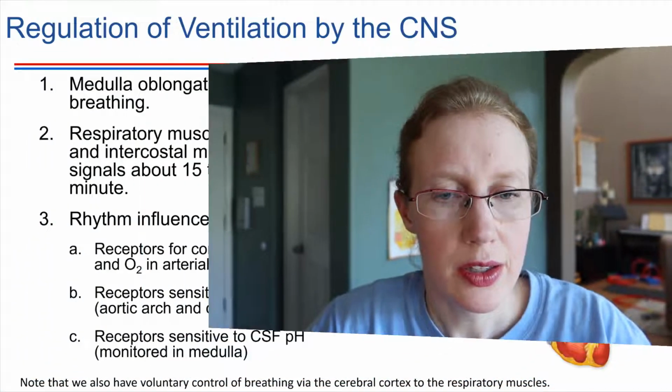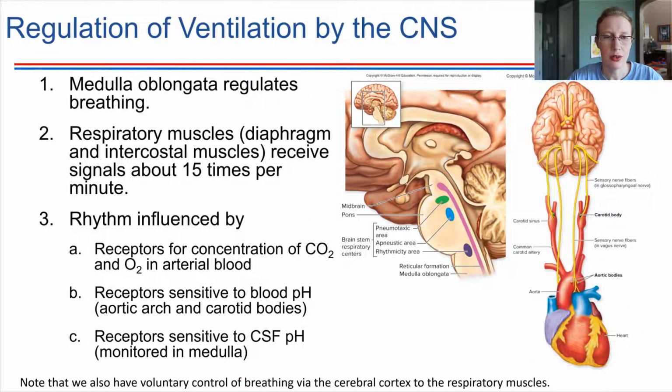Ventilation is a process that is regulated. It's regulated by the medulla oblongata. This is the center of the brain that regulates a lot of our vital functions, breathing being one of them. And the way that it does this is through sending signals to the muscles involved in ventilation. So it sends signals to the diaphragm, but also to the muscles between the ribs. Those are called intercostal muscles.